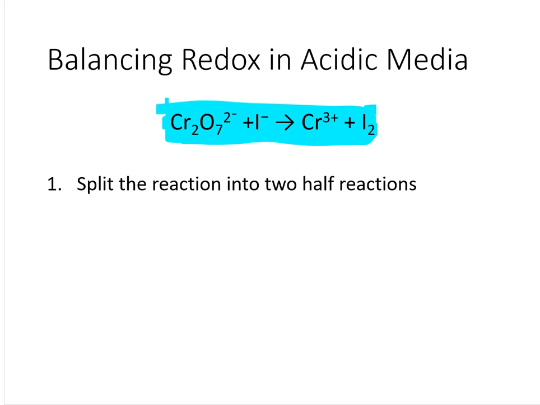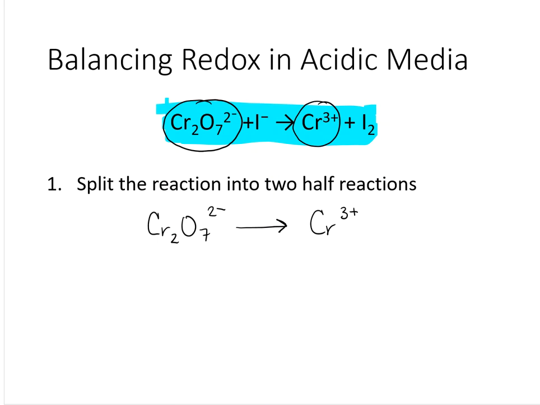So the first step is that you split the reaction into 2 half reactions. Now you kind of just have to make sense with this. This is not really particularly challenging. Let's look at our reactants and let's focus on our chromium containing reactant. So that's going to be a reactant for one of the half reactions. And the product for it is going to be the one that contains chromium. So that's our first half reaction.